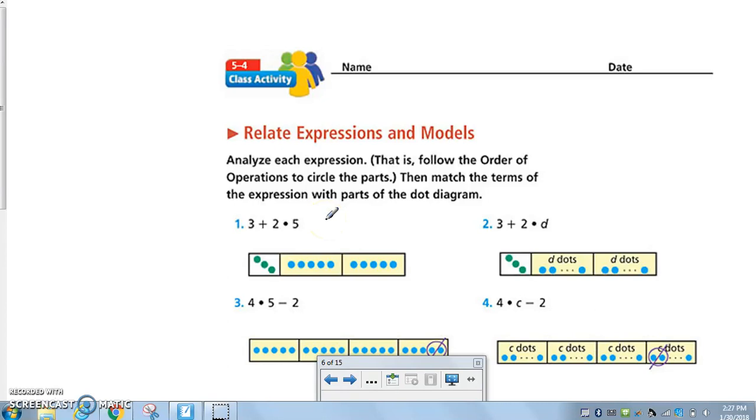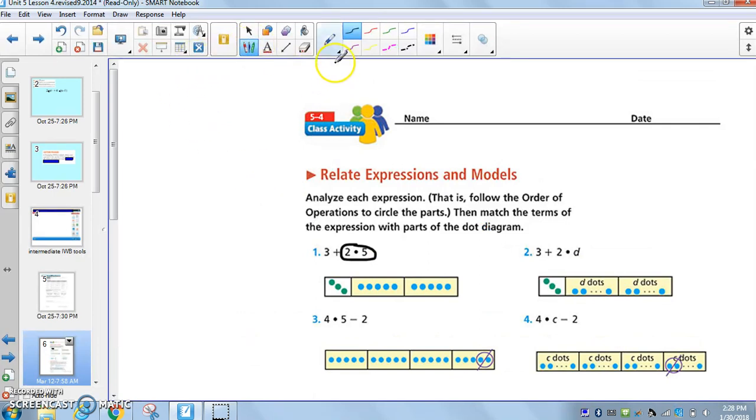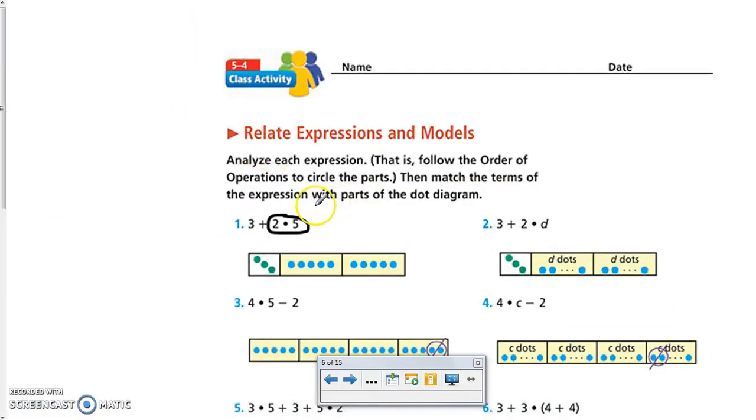There are no parentheses. Look for exponents or powers. There are no powers. And then the next thing you need to do is circle any multiplications and divisions from left to right. Well, I have 2 times 5, so I will circle that. And then the next step in the process is to look for any leftover additions and subtractions, and I do see 1, so I'm going to get a different pen color and circle the other part.